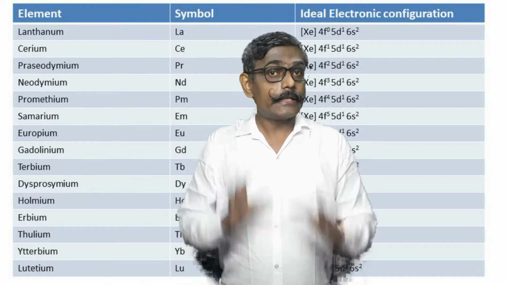Now, let us discuss the actual or observed electronic configuration. Electronic configuration is not a one-sided game. It is a multitask oriented game. Every time energy fluctuation, energy changes may be there, and accordingly the electronic configuration will be there. So in reality, what is the electronic configuration for the lanthanoids, that we will discuss.